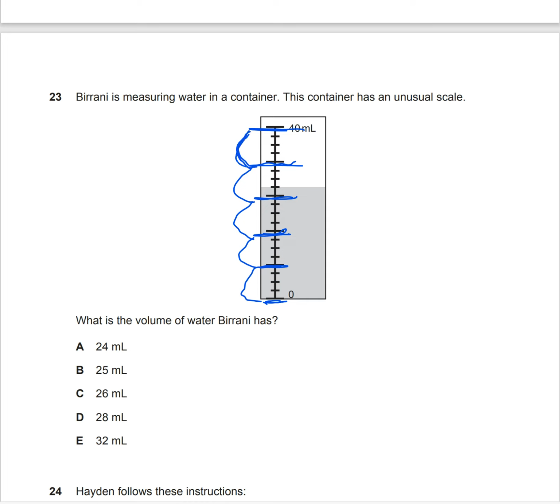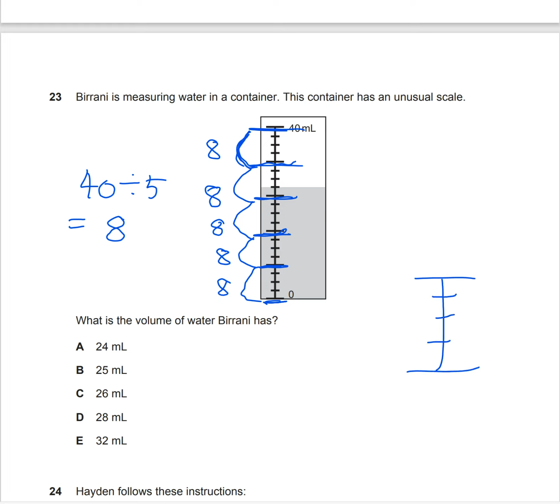So how much is each of these distances worth? We'll do 40 divided by 5, and you should know from your times tables that's 8. What that means is that each of these little bits are worth 8. Okay, so now we can see the little ones inside. If I draw it out properly, we'll have 1, 2, 3 little lines inside, and that means there's 1, 2, 3, 4 gaps between 0 and 8. And that means that each little gap is worth 2 milliliters.